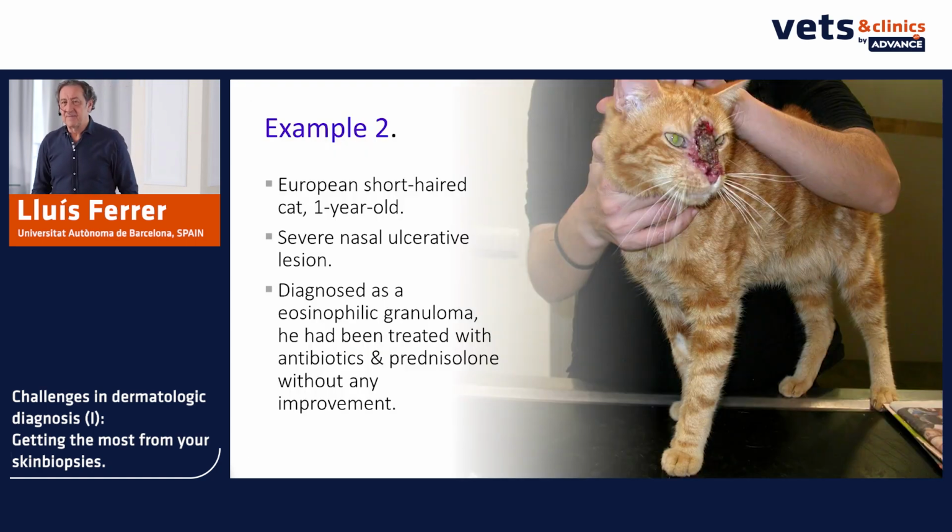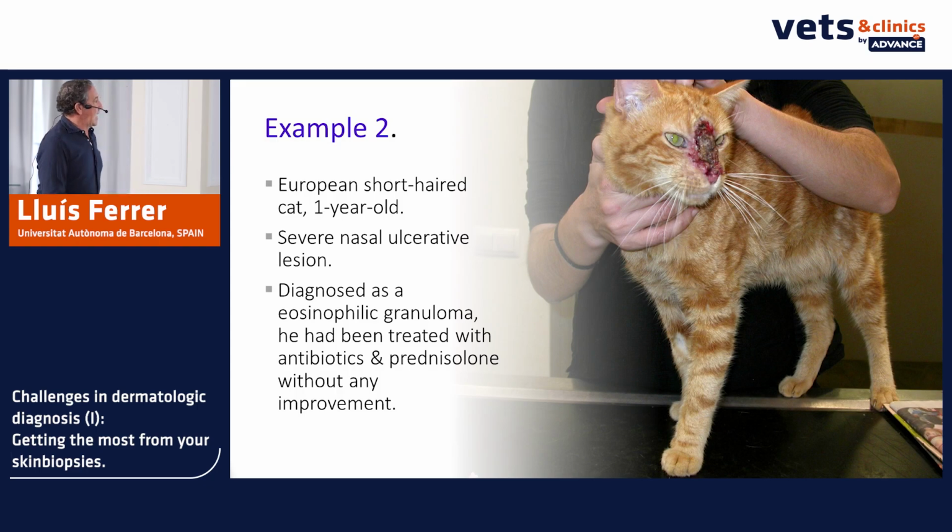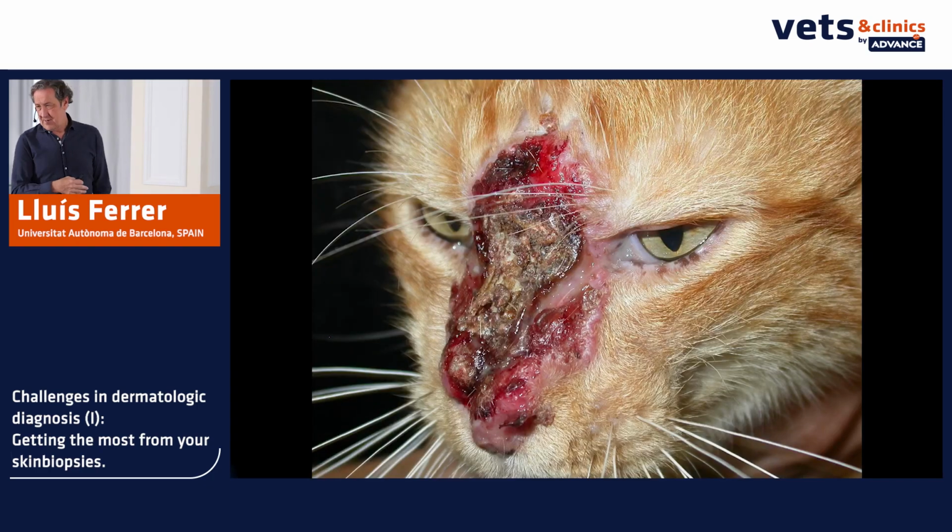Look at this second case. A European, 1-year-old, short-haired cat with a severe nasal ulcerative lesion. The vet diagnosed this as eosinophilic granuloma and it was treated with antibiotics and prednisolone, and the cat was not doing well. Not at all. Really bad. Very severe necrotizing problem. Very similar to the previous one. Maybe more severe, but again, a young cat, nasal necrotizing dermatitis, eosinophils in the cytology.